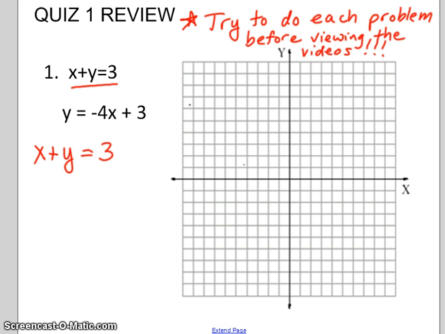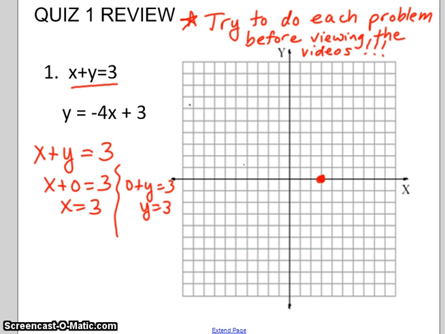Alright, to find the x-intercept, we plug in 0 for y. Alright, so our x-intercept is at 3. To find the y-intercept, we plug in 0 for x. So our y-intercept is also 3. Okay, we have our 2 points. We could draw a line through our 2 points. Alright, and again, you may need a ruler. If you need one, just come ask me.